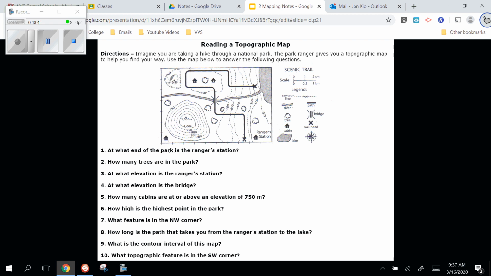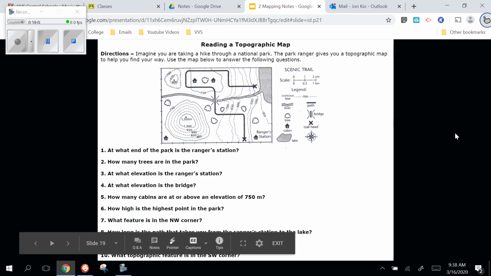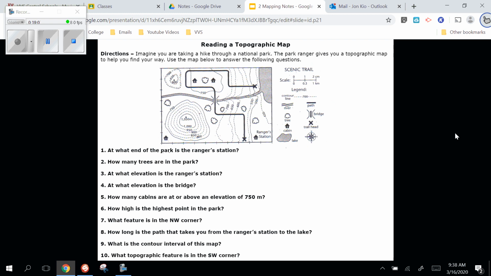How long is the path that takes you from the ranger station to the lake? Well, you have a scale right here. Looks like 2 centimeters is equal to a kilometer, or 1 centimeter is equal to half a kilometer. So you measure from here to here, here to here, and so on. Add them up, figure out what they are in centimeters, and then multiply by 0.5, and that would give you the actual distance in kilometers. All right. What is the contour interval? Well, 450, 500, 550, 600, 650. It's a 50-meter interval. All right.